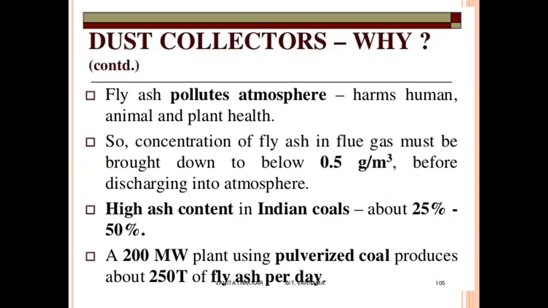Dust collector: fly ash pollutes the atmosphere and harms human, animal and plant health. So the concentration of fly ash in flue gases must be brought down to below 0.5 gram per meter cube before discharging into the atmosphere. Indian coal has high ash content of about 25% to 50%. A 200 megawatt plant using pulverized coal produces about 250 tons of fly ash per day.